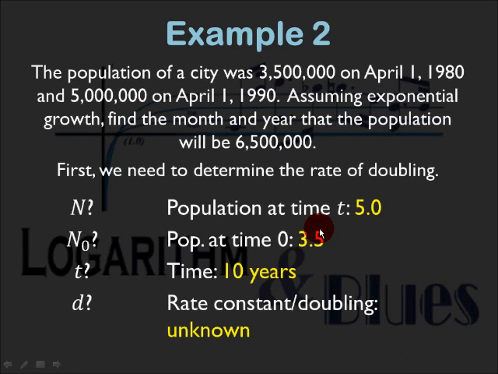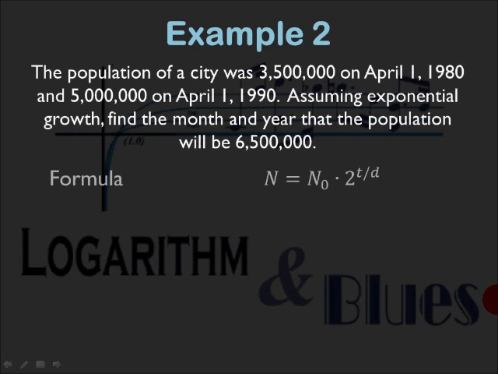So let's plug these numbers into our formula and let's solve for d. Here's our formula. Let's plug the numbers in. 5.0 equals 3.5 times 2 to the 10 over d power. Now notice that 5.0 goes with the population after 10 years have passed. 3.5 million represents the original population. The reason it's a 2 here is because we're doubling. If we're tripling, it would be a 3. If we're quadrupling, whatever.